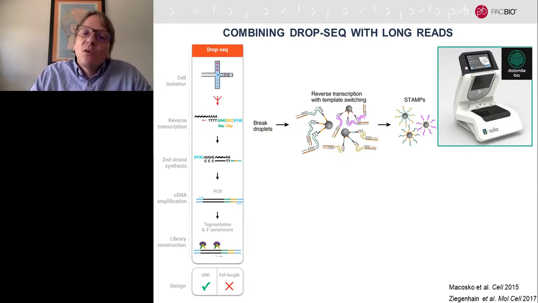So we've also taken on a few different platforms at PacBio through collaboration. And so I'm going to speak to you about a couple of those and cover some of that data. So one of those is the Drop-seq technique. So this is another microfluidic technique similar to 10x, but instead of doing reverse transcription in emulsion, the emulsion is broken and reverse transcription is done just in a test tube.